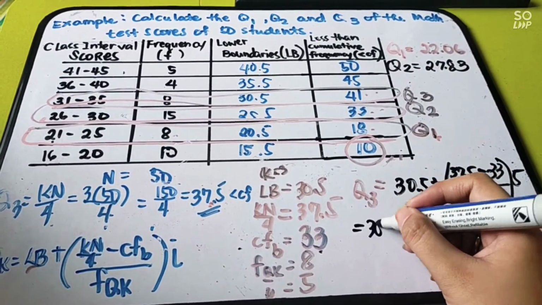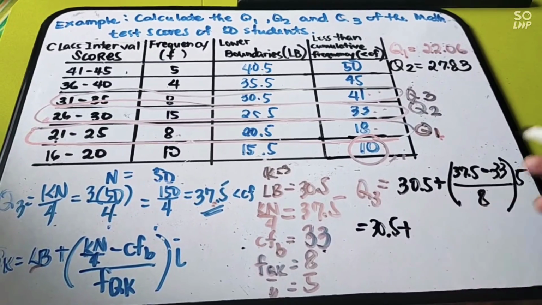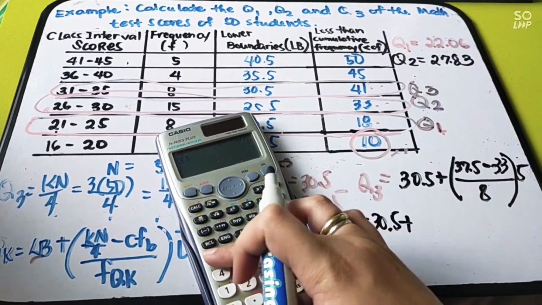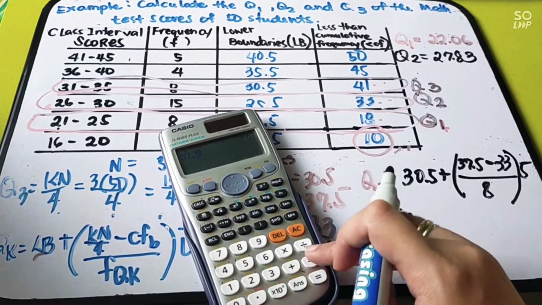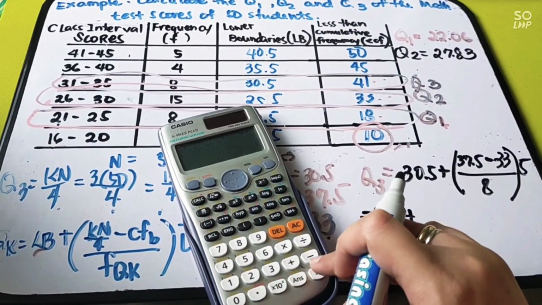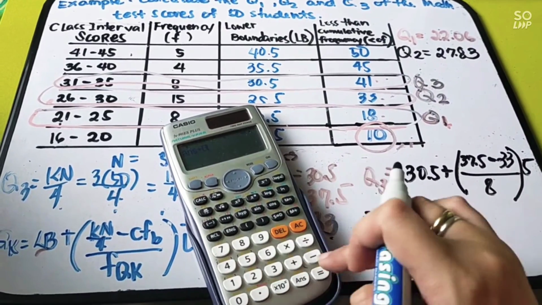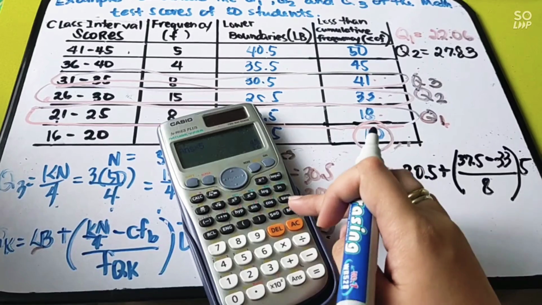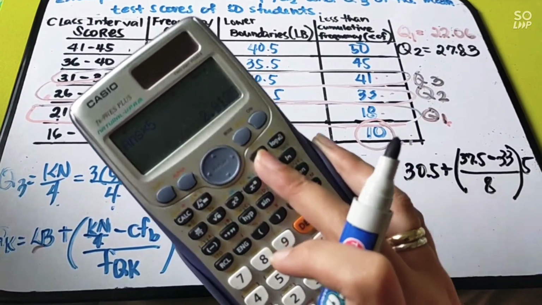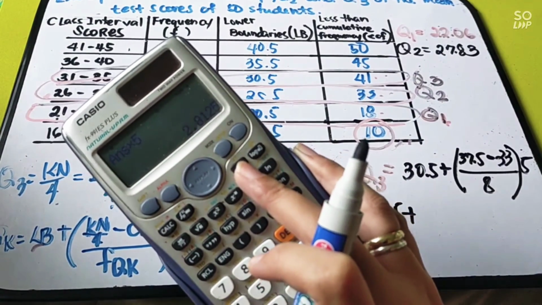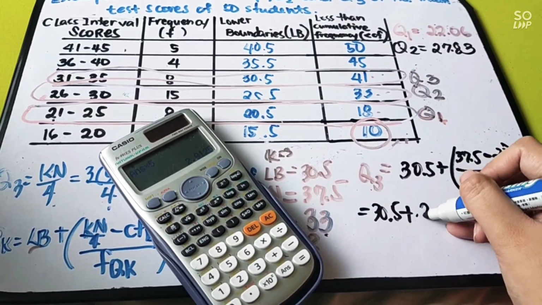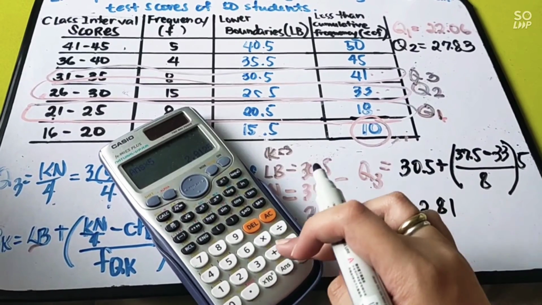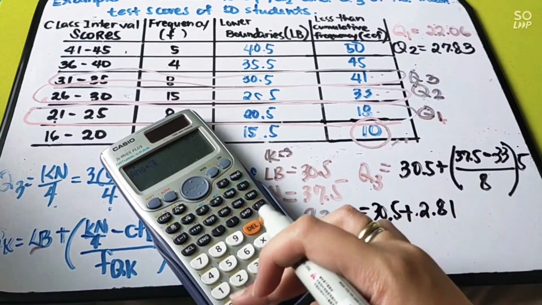So, next, let us calculate. We have 30.5. Let us use calculator again. We have here 37.5 minus 33 equals divided by 8, then multiplied by 5. So, the answer is, round off na natin, 2.81. So, it is equal to, plus natin by 30.5.